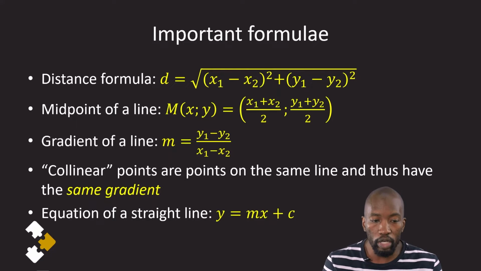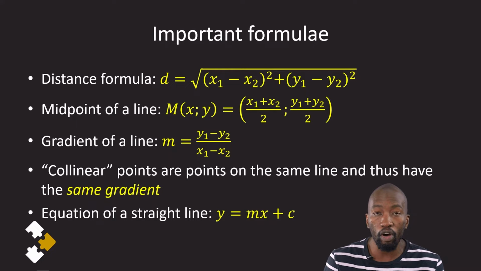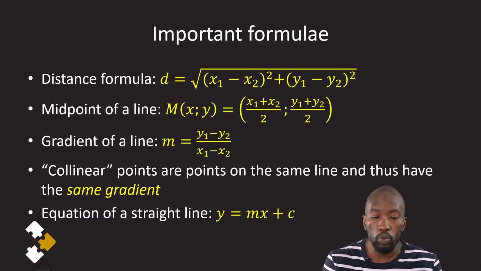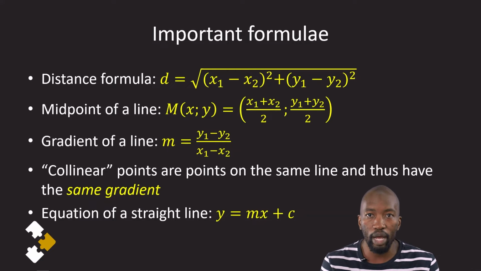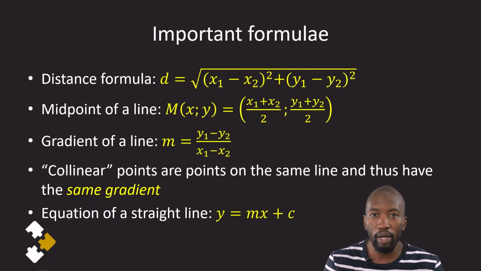Then there's the midpoint of a line, which goes M(x; y). That is the midpoint. The x and y coordinates are equal to (x1 plus x2) divided by 2, comma, (y1 plus y2) over 2. That will give you the x value of that coordinate and the y value of that coordinate. Now there is the gradient of a line, which is given by small m is equal to (y1 minus y2) over (x1 minus x2).